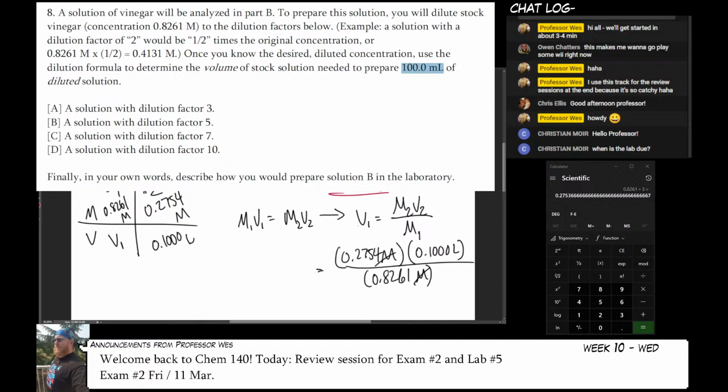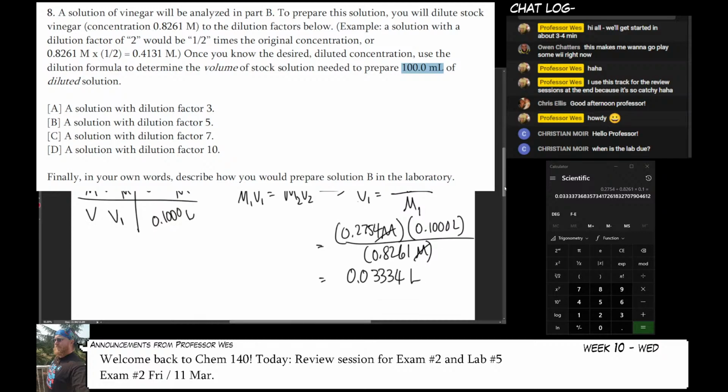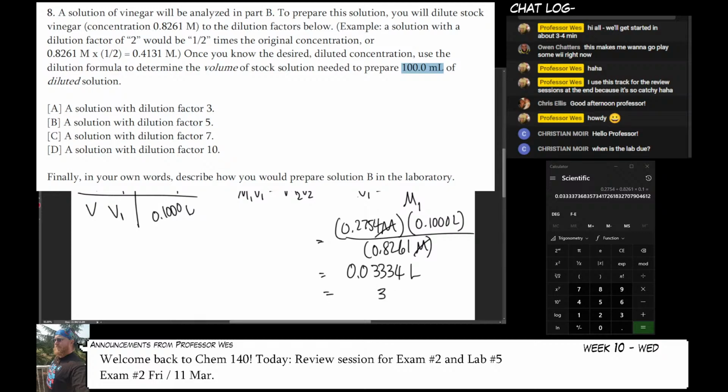So these would cancel out. And what I should get is, since this was 1/3 of the molarity, I should get 1/3 of the volume. I get 0.33333 liters. So, well, 0.0333. Or that many milliliters.